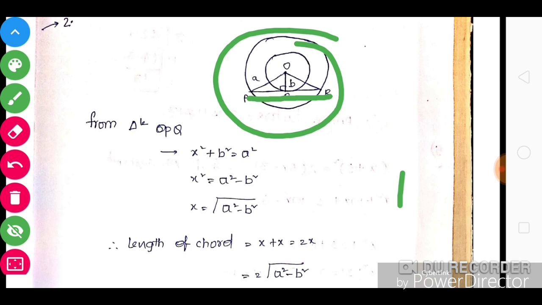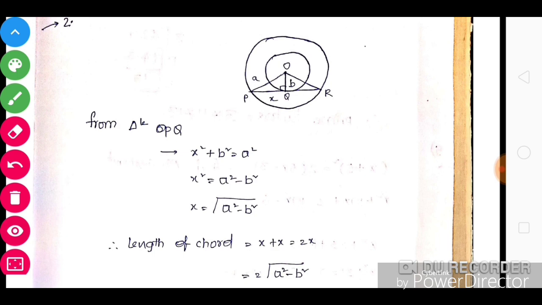When you see the right angle triangle here, the hypotenuse is A and the opposite is B. If you use Pythagoras theorem, opposite square plus adjacent square is equal to hypotenuse square. The unknown side adjacent is x, so x square plus b square is equal to a square. X square is equal to a square minus b square. X is equal to square root of a square minus b square. The length of the chord is double the x, so it will be 2x, 2 root of a square minus b square.